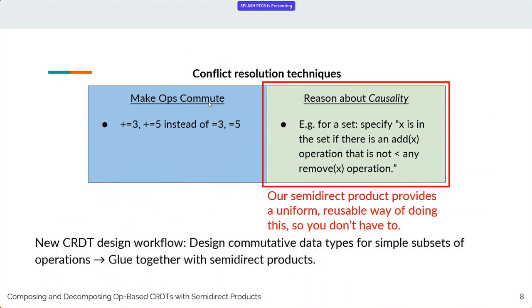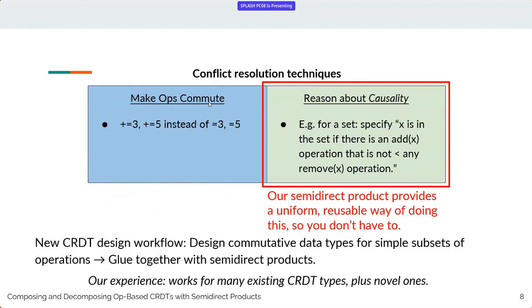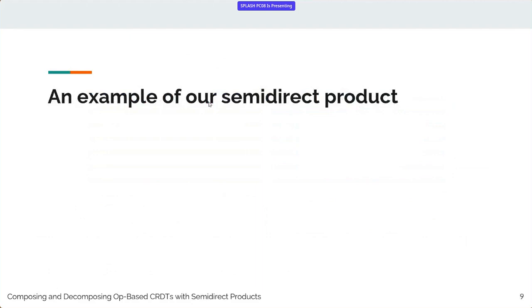And this leads to a new CRDT design workflow. Instead of starting from scratch, you take your data type and its operations, and partition them into subsets that naturally commute, because those are easy, they're already CRDTs, and then stitch them together with semidirect products. The semidirect product will deal with the causal reasoning between operations that don't naturally commute. In our experience, this works for many existing CRDT types plus some novel ones. So now let's see it in action.